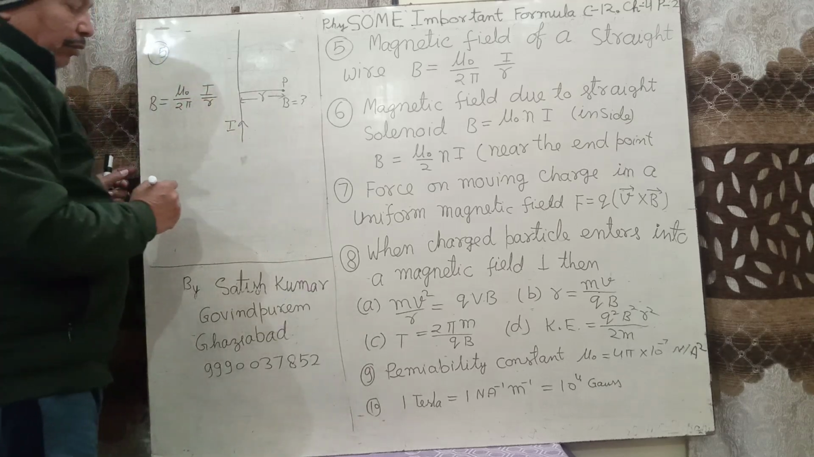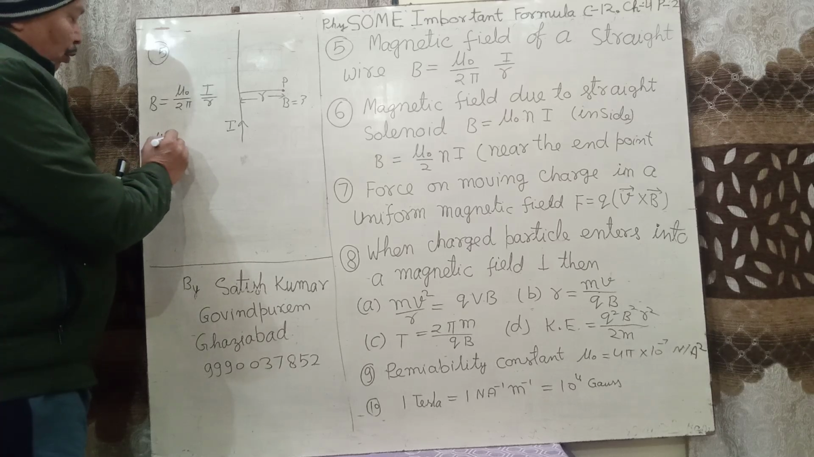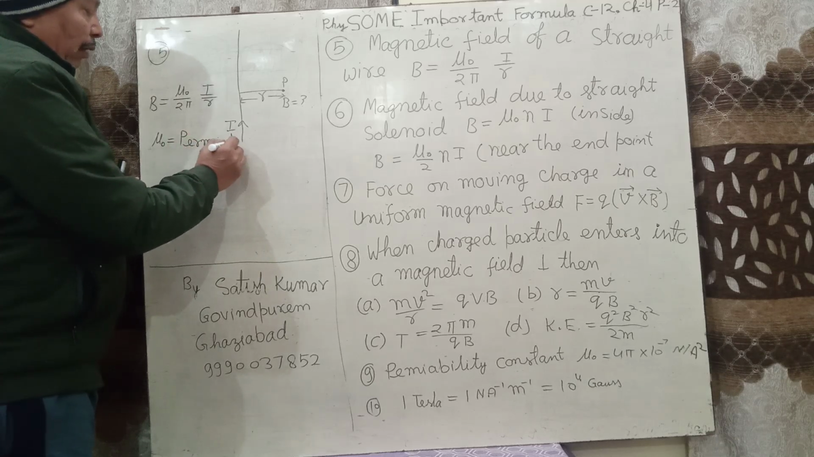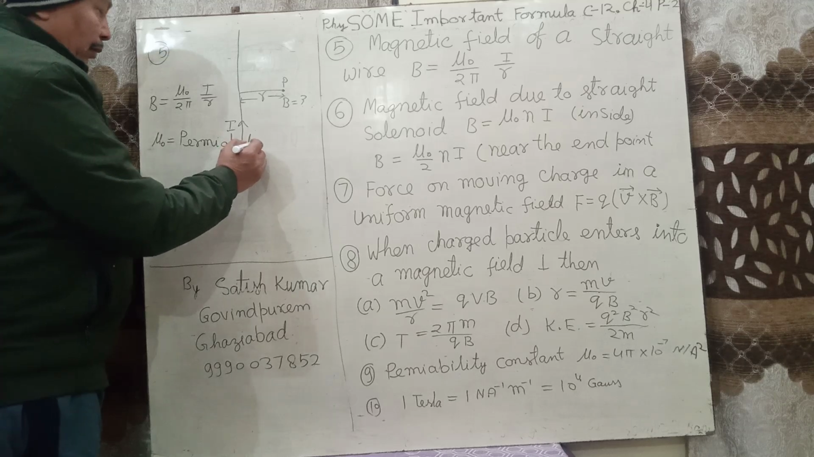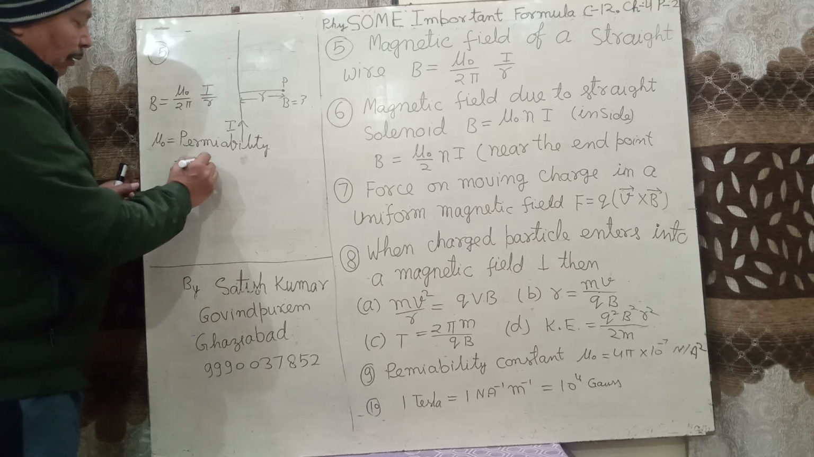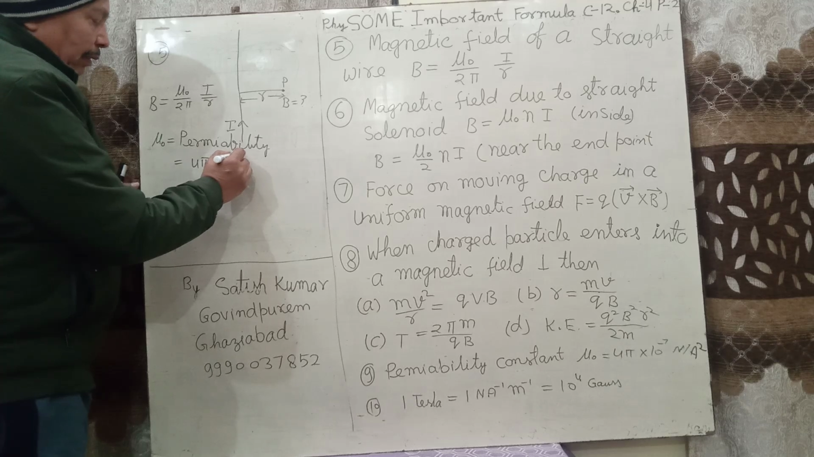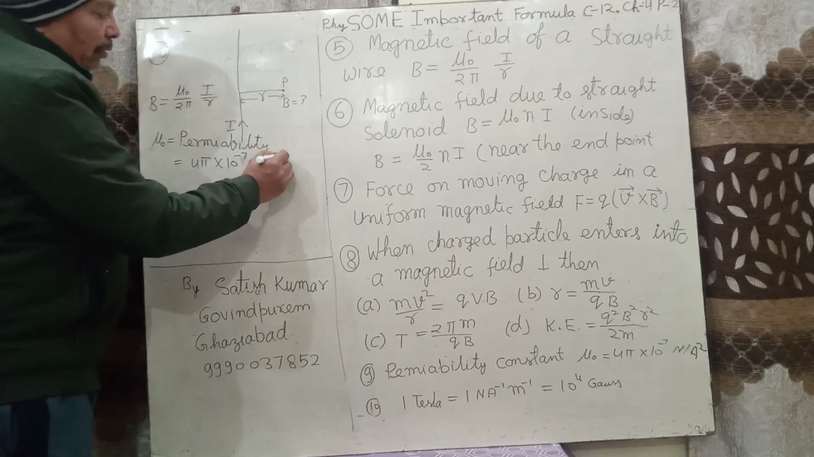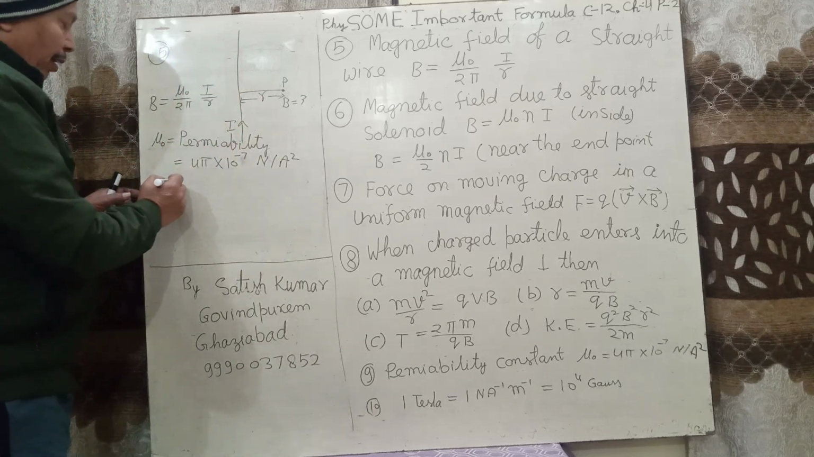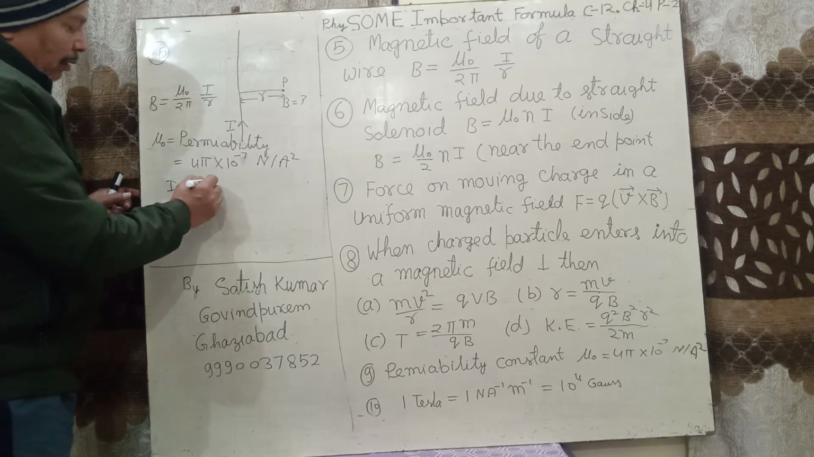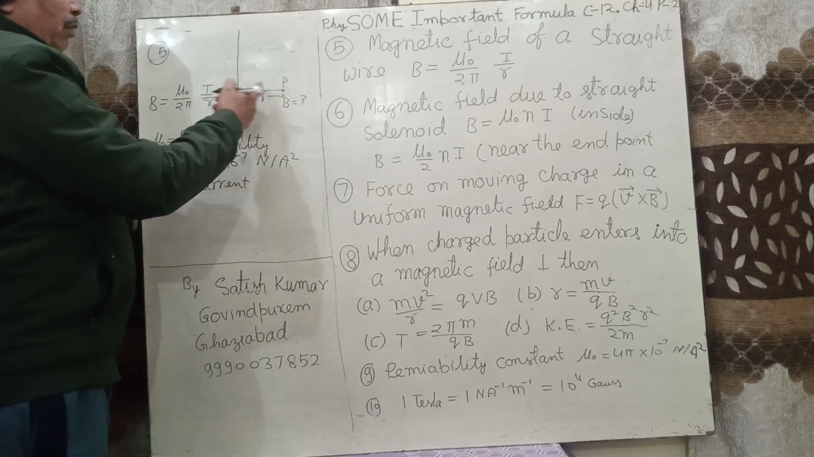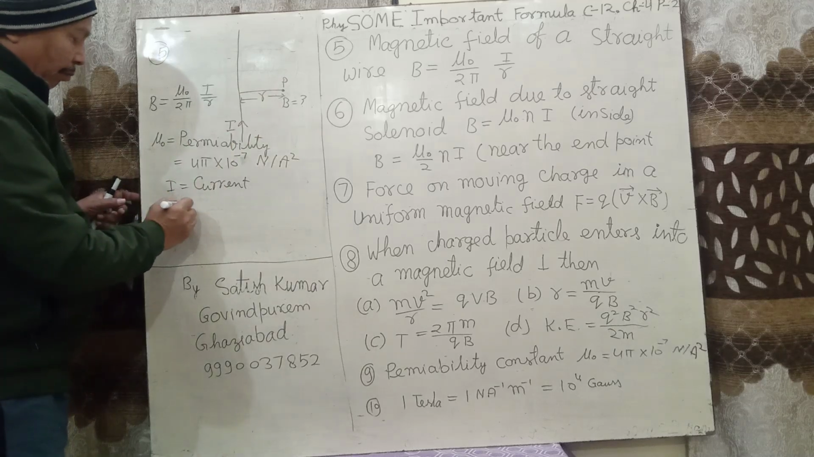Here mu naught equals permeability, its value is 4 pi into 10 to the power minus 7 Newton upon ampere square, and I is the current in the wire, and R is the distance of the point P from the wire, the perpendicular distance.